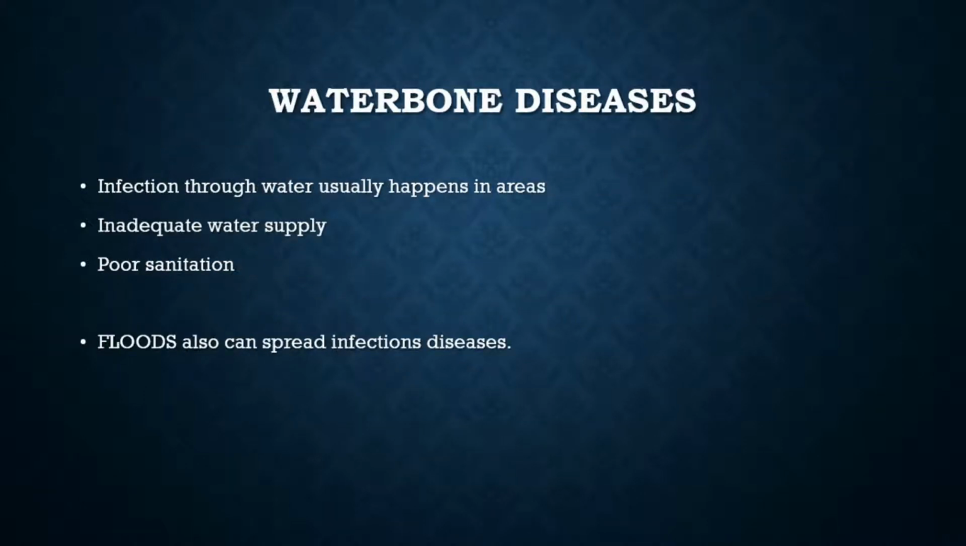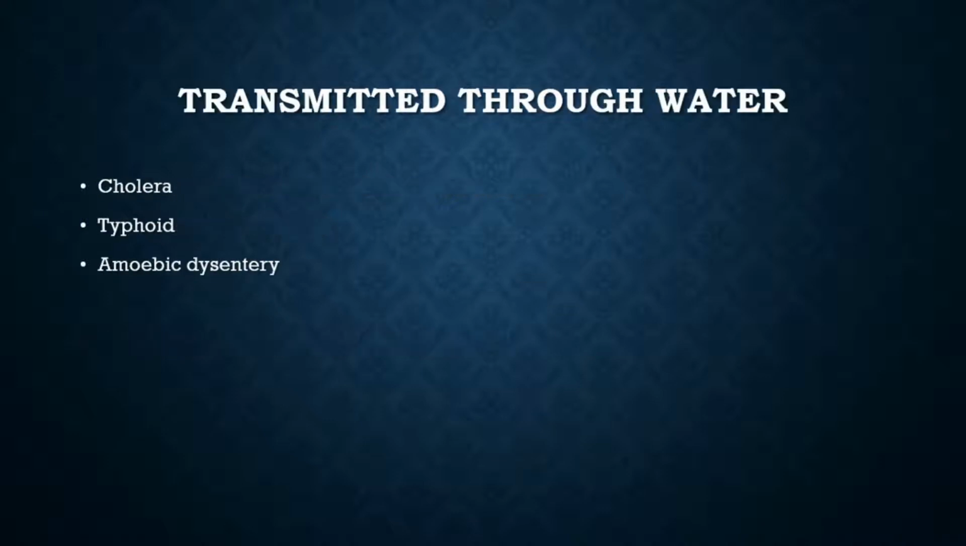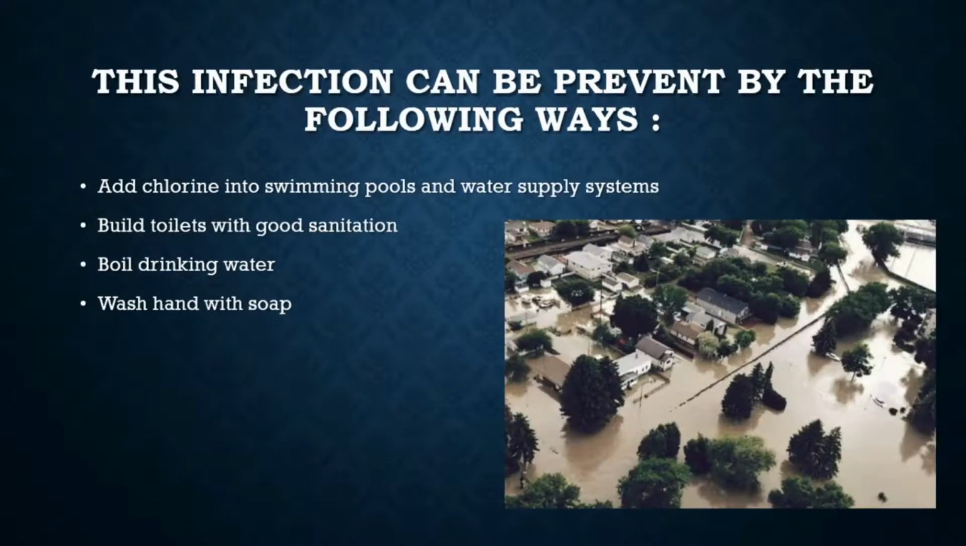Waterborne disease. Infection through water usually happens in areas with inadequate water supply and poor sanitation. Floods can also spread infectious disease. Diseases transmitted through water include cholera, typhoid, and amoebic dysentery. This infection can be prevented by the following ways. Add chlorine into swimming pools and water supply systems. Build toilets with good sanitation. Boil drinking water. Wash hands with soap.